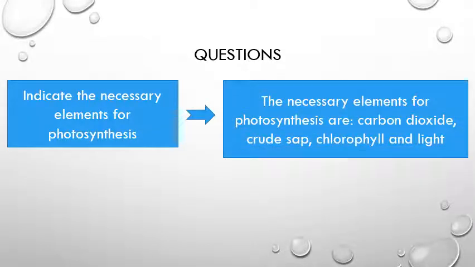Great! So the necessary elements for photosynthesis are carbon dioxide, crude sap, chlorophyll, and light. And don't forget that crude sap is a mixture of water and mineral salts.